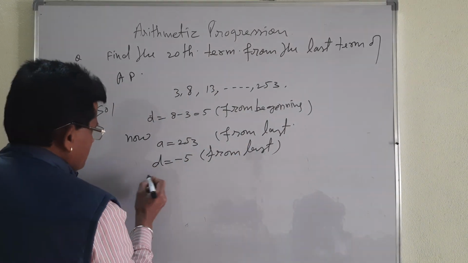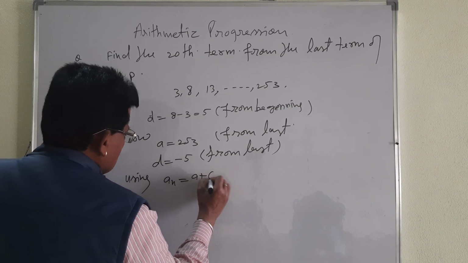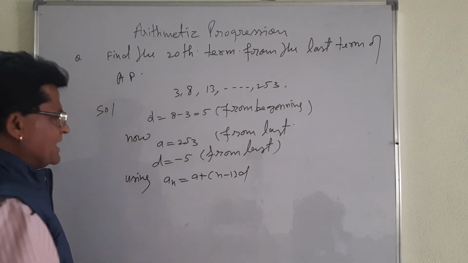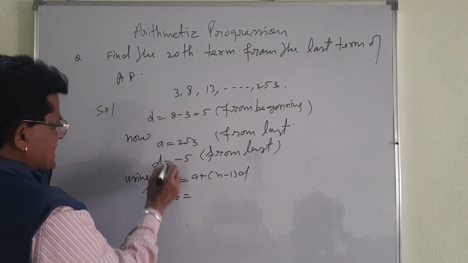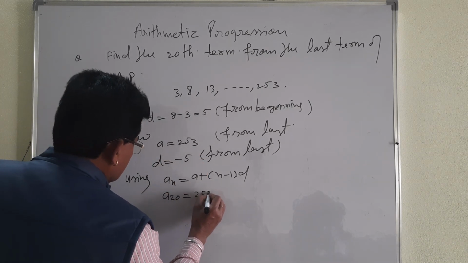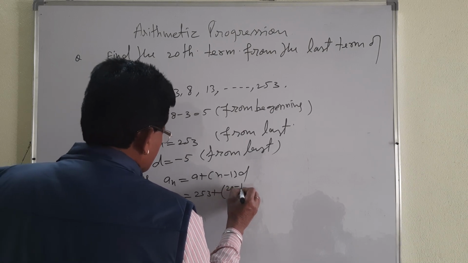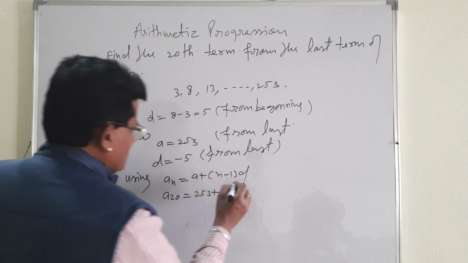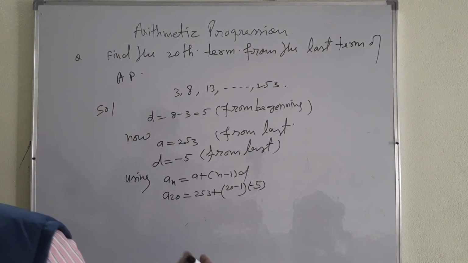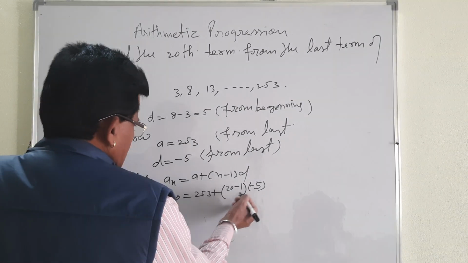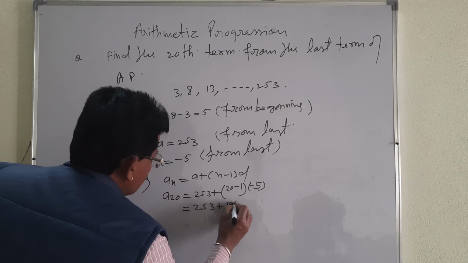Let me take it using the similar kind of formula: first term plus (n minus 1) into d. My dear student, we are going to find the 20th term, so in place of n we will write 20. a will be equal to how much? 253, plus 20 minus 1, and d will be minus 5. That is why you must see: 253 plus 19 into minus 5.